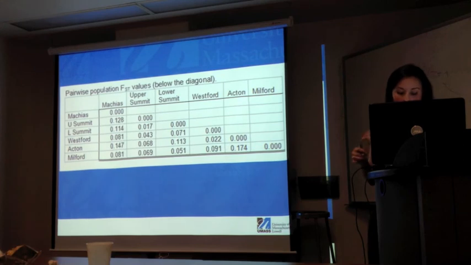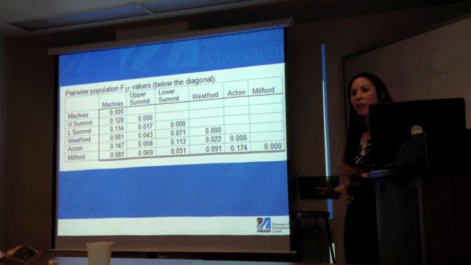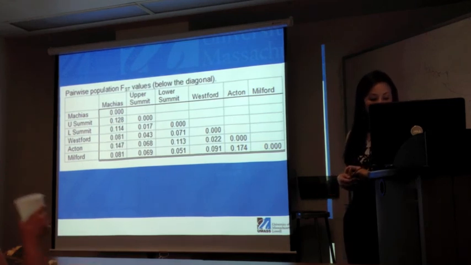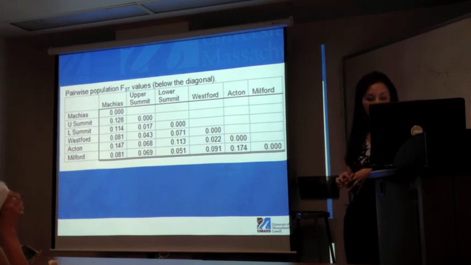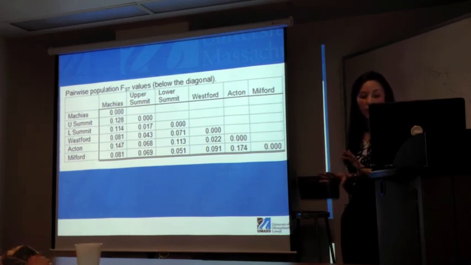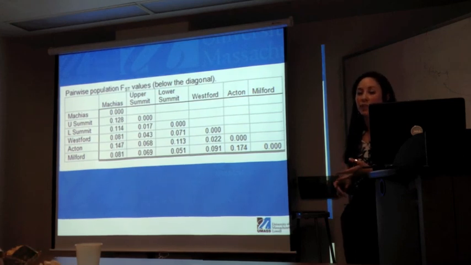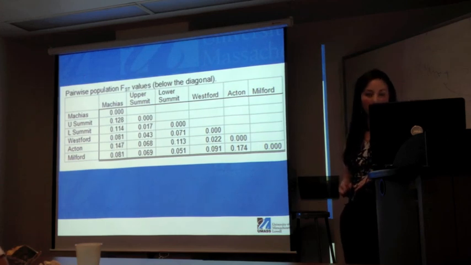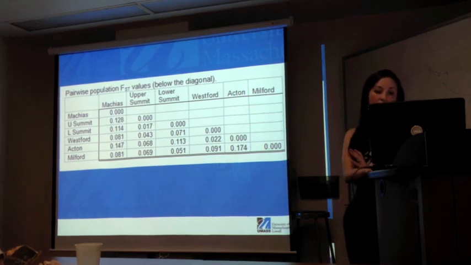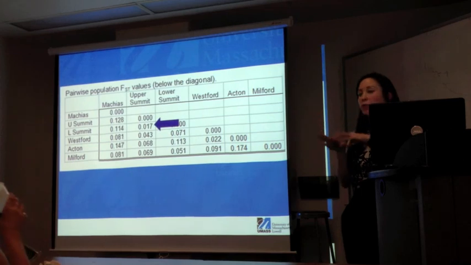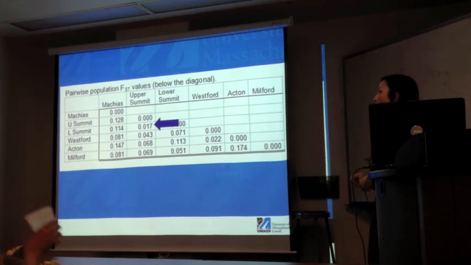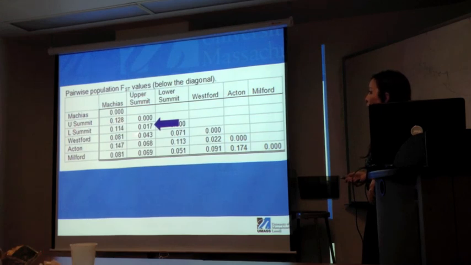If we did some statistical analyses of these frequencies, we found that across all of the loci that we tested, there were similarities between Acton and Westford, which you might expect, and similarities between the summit populations. That was based on fixation index, or FST, and Nei's genetic distance, which thinks a little bit more about drift influence. And then Matches is different from the summit. These pairwise values are just looking at how similar, based on FST values, the upper summit is to the lower summit. 0 is pretty much exactly the same, and 1 is completely different.